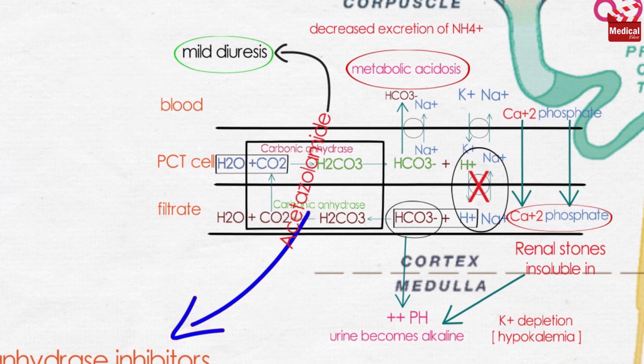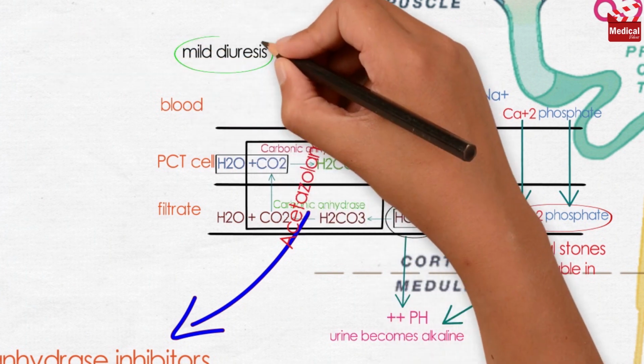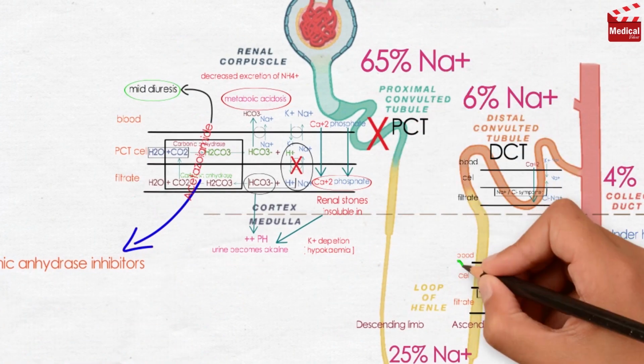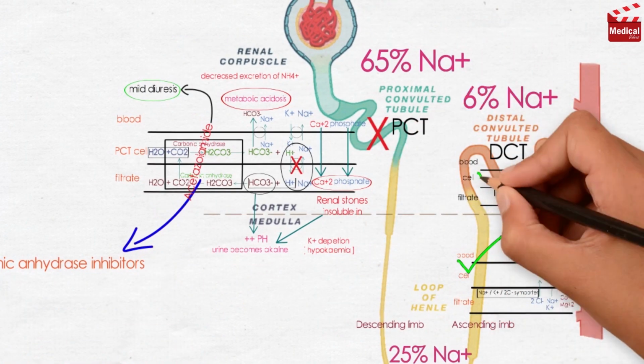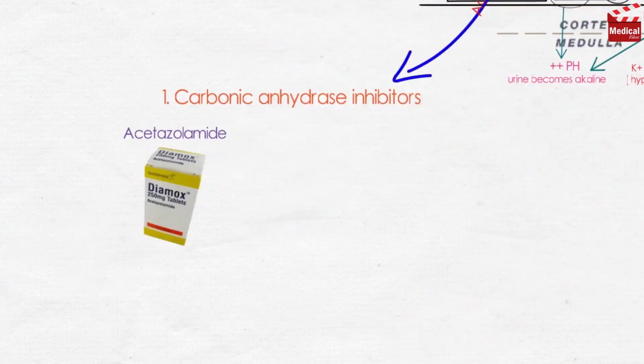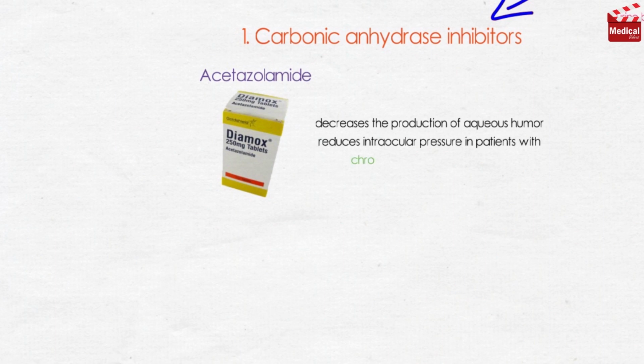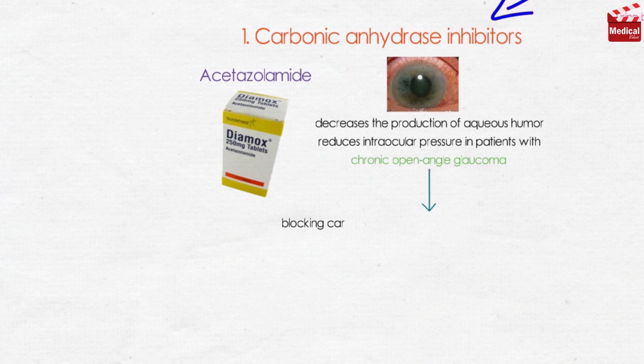Carbonic anhydrase inhibitors have a mild diuretic effect, as sodium that is not reabsorbed from the PCT can be reabsorbed from both the loop of Henle and DCT. So they are used for their other pharmacologic actions. Acetazolamide decreases the production of aqueous humor, and reduces intraocular pressure in patients with chronic open-angle glaucoma, probably by blocking carbonic anhydrase in the ciliary body of the eye.